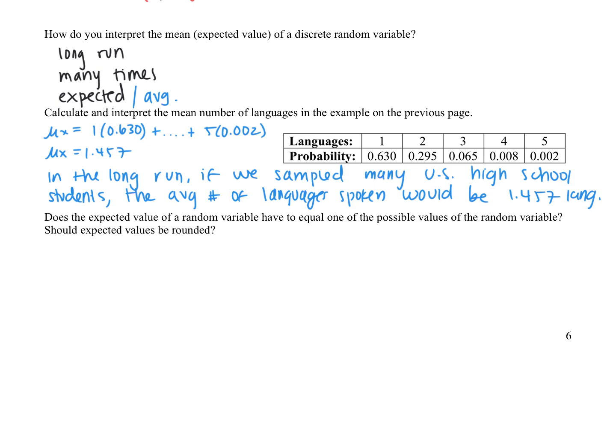And then this question we already answered. Does the expected value have to be equal to one of the possible values? So is there an issue that you can't speak 1.5 languages? No. You just leave it like that. On the AP test, if you were to find this value and then round it to 1 or round it to 2, you will get the question wrong. So the AP test is very picky about that. Questions on that?